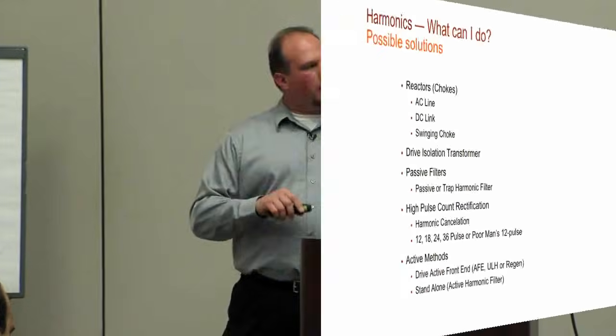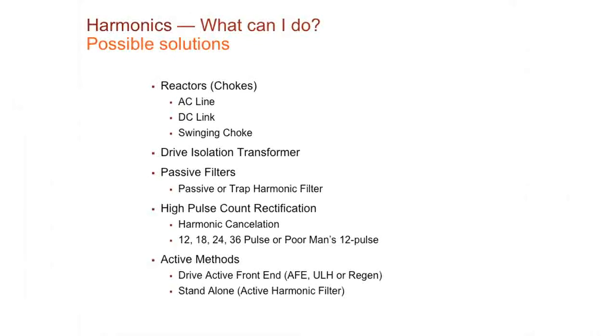We could also look at passive or harmonic trap filters. We can look at those, and we'll talk about a couple manufacturers. A couple are here that sell things. There's also a solution with high pulse count rectification, so 12 pulse, 18, 24, and 36 pulse. The last thing you can do, and this is out on the show floor, I was just looking at it, is the standalone active harmonic filter, or the other thing that we offer as a drive is our ultra-low harmonic drive where you've got an active front end in it.